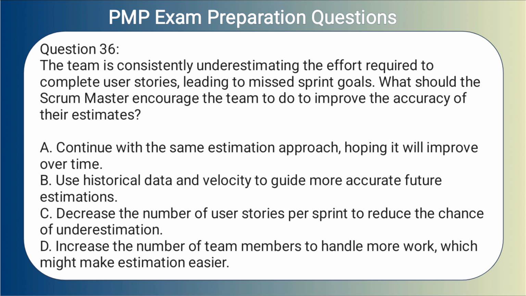Question 36. The team is consistently underestimating the effort required to complete user stories, leading to missed sprint goals. What should the Scrum Master encourage the team to do to improve the accuracy of their estimates? A. Continue with the same estimation approach, hoping it will improve over time. B. Use historical data and velocity to guide more accurate future estimations. C. Decrease the number of user stories per sprint to reduce the chance of underestimation. D. Increase the number of team members to handle more work, which might make estimation easier.